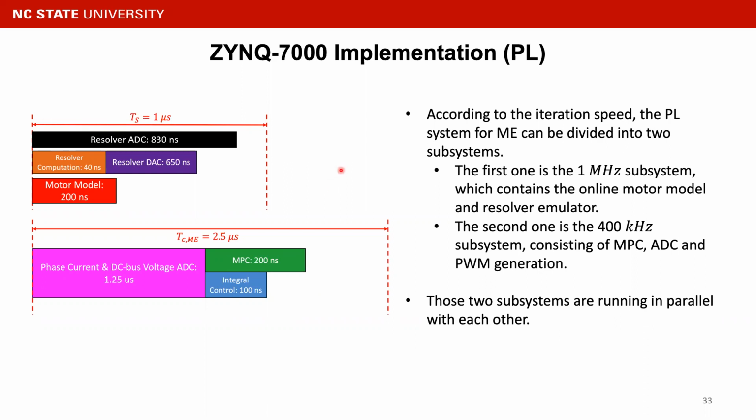And the PL system can be divided into two subsystems according to the iteration speed. First we have the 1 megahertz subsystem, which contains our motor model and our resolver emulator. The second one is the 400 kilohertz subsystem, consisting of the model predictive controller, ADC, and the PWM generation. Those two subsystems are running in parallel with each other.